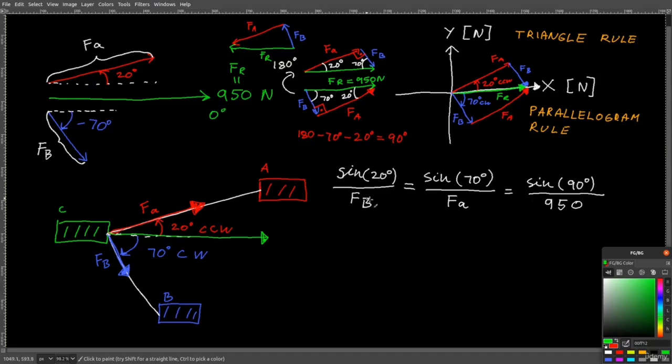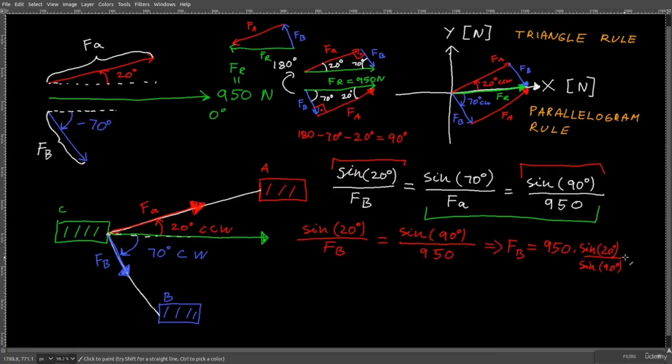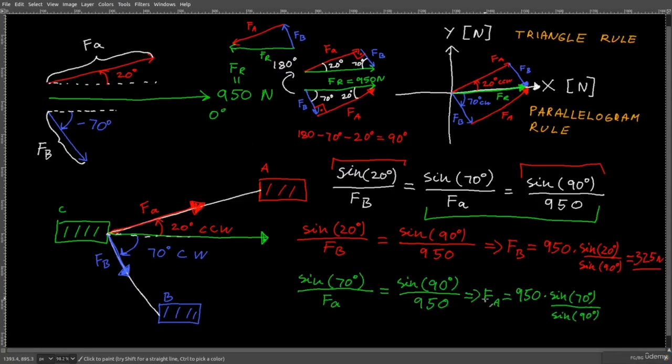And now you can have two equations from here, and you also have two unknowns, FB and FA. You can have this equation and you can have this equation. So if I have sine 20 degrees over FB, and then that equals sine 90 degrees over 950, then you can very easily calculate FB, and it's more or less 325 newtons. Then I can take another relationship, which is this one here, and again you can calculate FA very easily, and it will be more or less 893 newtons.